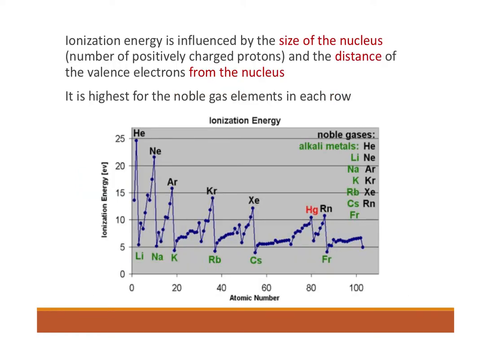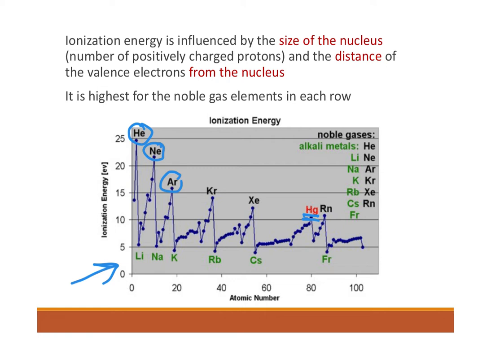If we actually took the data of the ionization energy, we would end up with a graph that looks something like this. And notice that the high point for each zigzag on the graph are the noble gases, except for this weirdo of mercury over here.